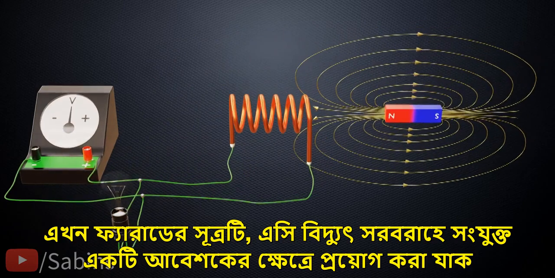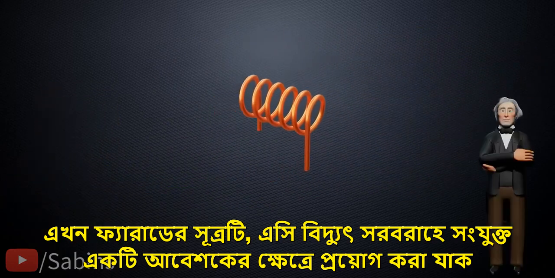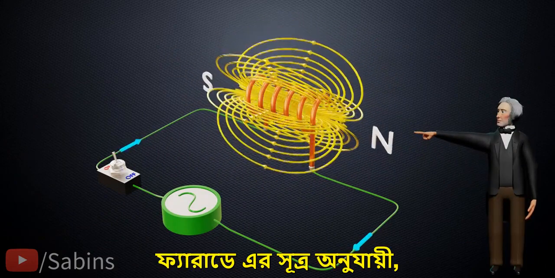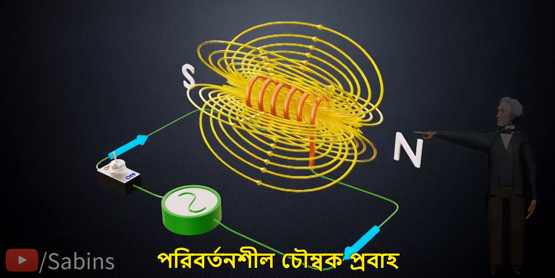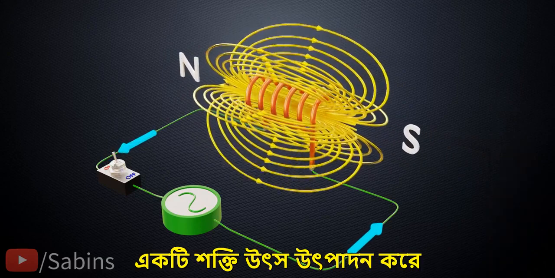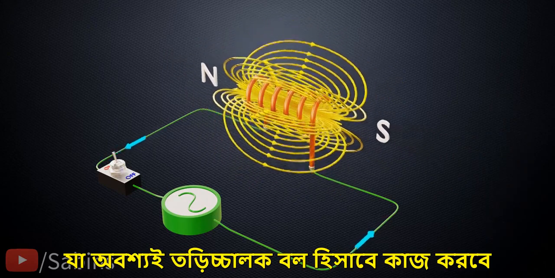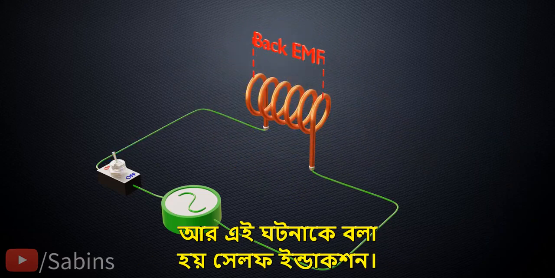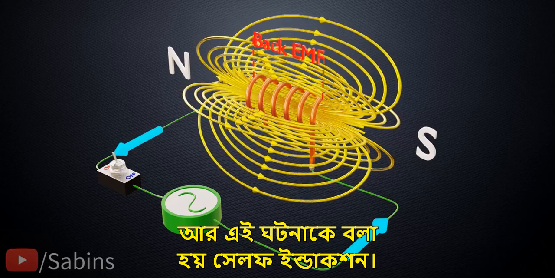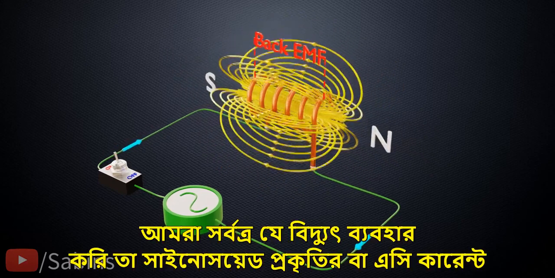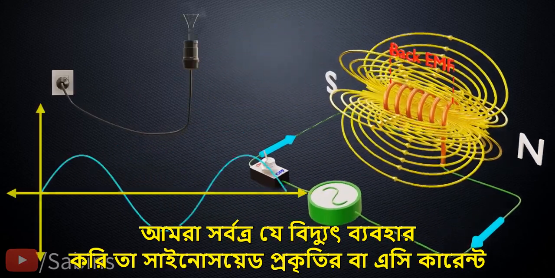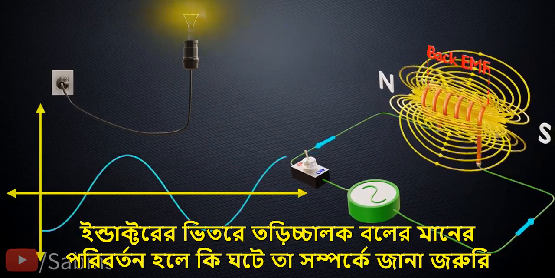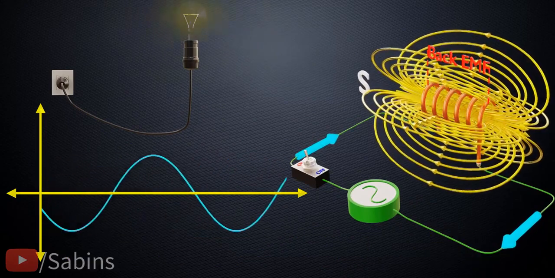Now, let's apply Faraday's law to an inductor connected across an AC power supply. According to Faraday's law, the varying magnetic flux that the AC power source produces will definitely produce an EMF across it. This EMF is known as back EMF, and this phenomenon is called self-induction. The electricity we use everywhere is sinusoidal in nature. It's therefore very important to study the effect of a sinusoidally varying EMF across the inductor.